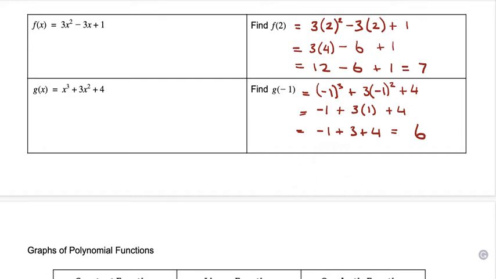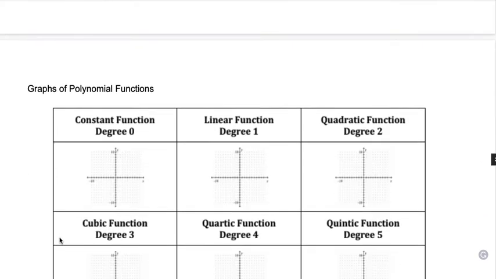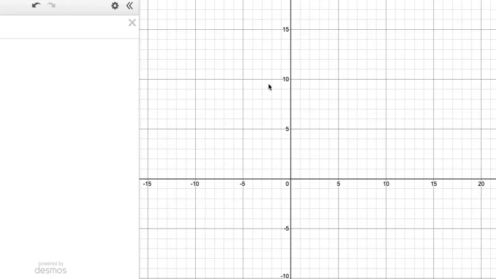The next part is actually graphing these. So we're going to pull up Desmos and take a look at graphing some things, right? I'm going to pull it up on Desmos so you can actually see it. But these different graphs look differently, right? So we're going to look at graphs that have a degree of 0, degree of 1, 2, 3, 4, and 5, right? So let's pull up Desmos and take a look at that, okay?